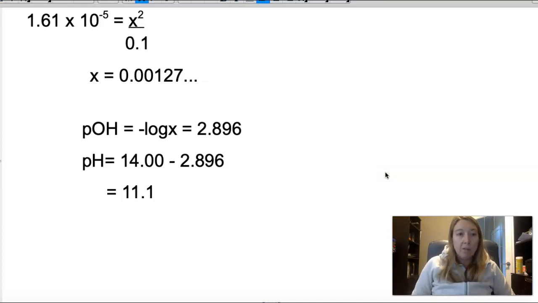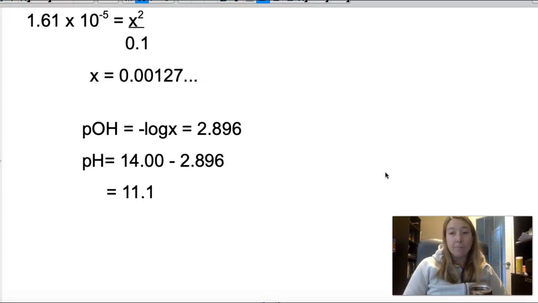Always make sure with these kinds of questions you stop to make sure that your number makes sense, right? I have a base, it's a weak base. A pH of 11 sounds about right when I'm dealing with a weak base, okay? So yeah, that's kind of how you're going to do questions like this.